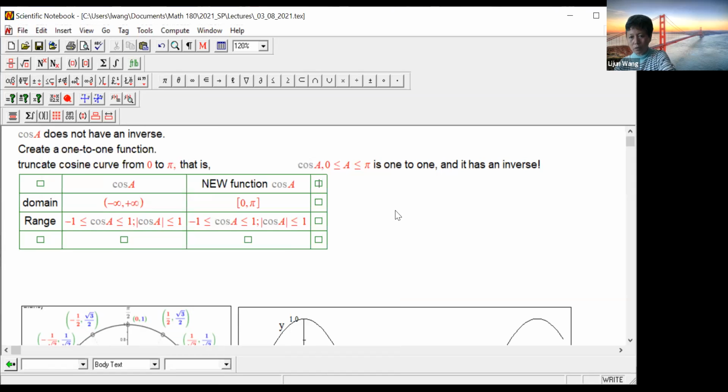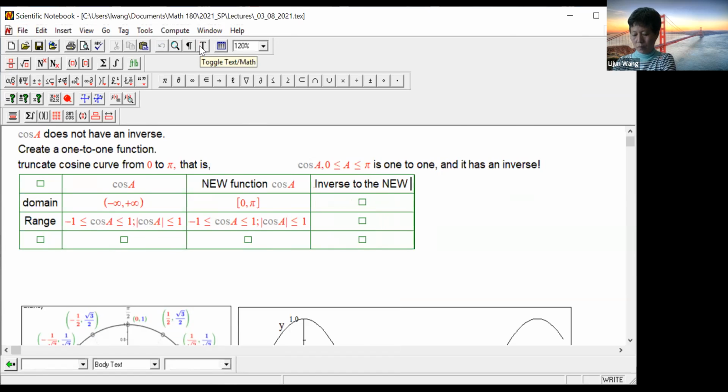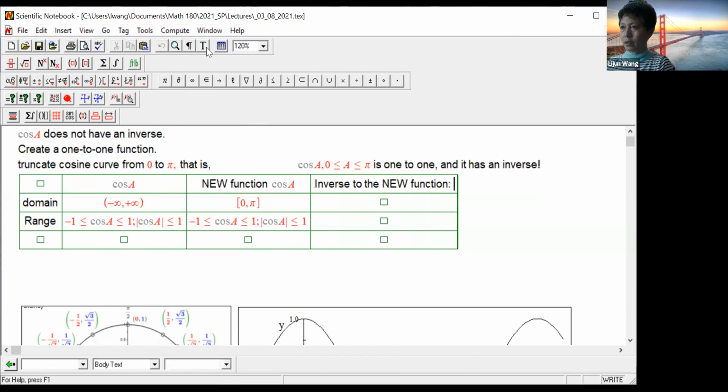Okay, the inverse to the new function, what is it? We call it arc cosine x, which is also written as cosine inverse x.